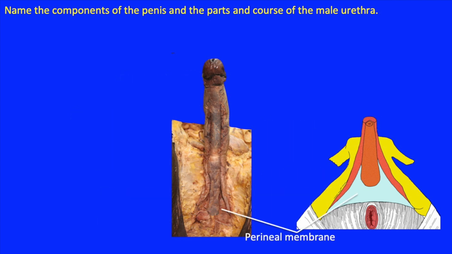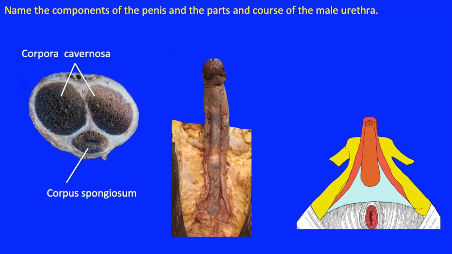All the structures we have been discussing so far are found within the superficial pouch of the urogenital triangle. The upper boundary of the superficial pouch is a thick connective tissue layer called the perineal membrane that stretches from one pubic ramus to the other.